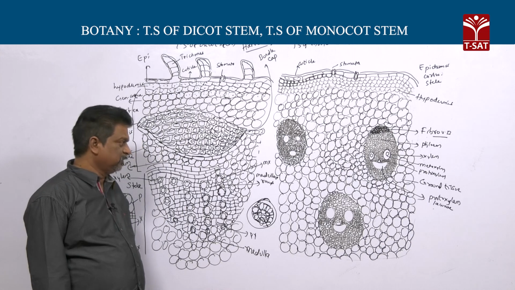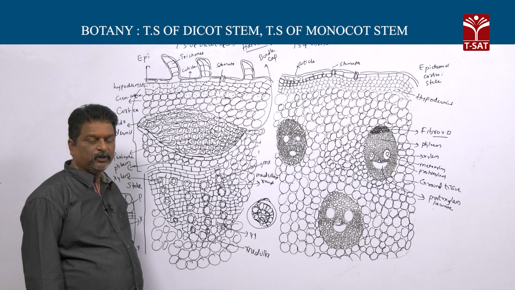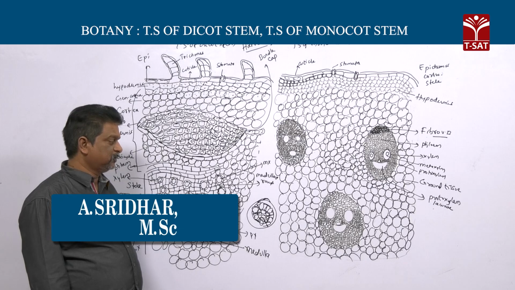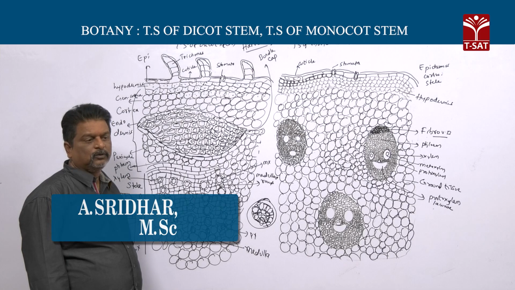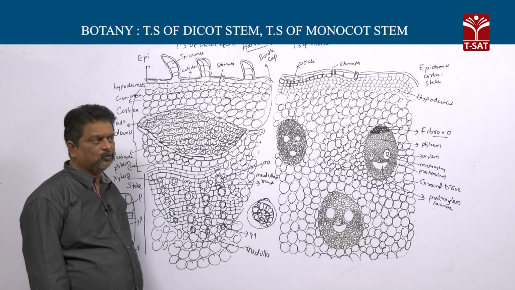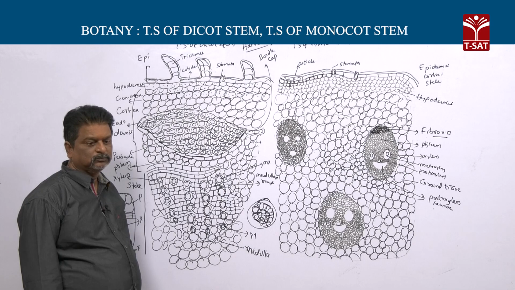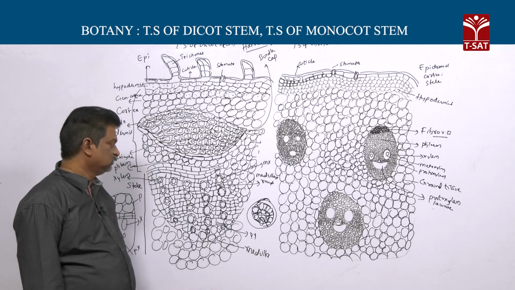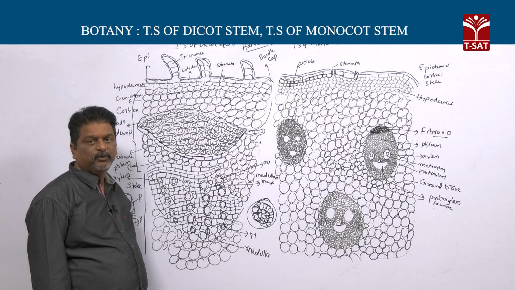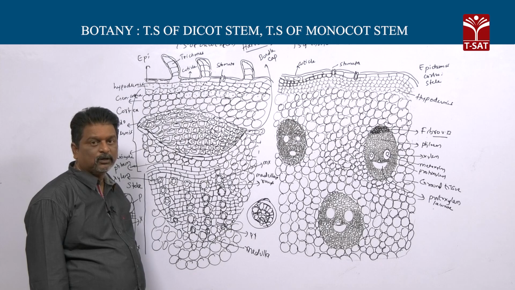So, if compared to root and stem, differences: point one, root epidermis produces only unicellular outgrowths. Root epidermis produces unicellular outgrowths called root hairs. So, because of root hairs, root epidermis is called epiblemma or rhizodermis or piliferous layer.